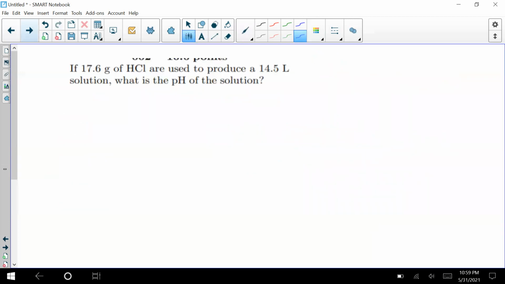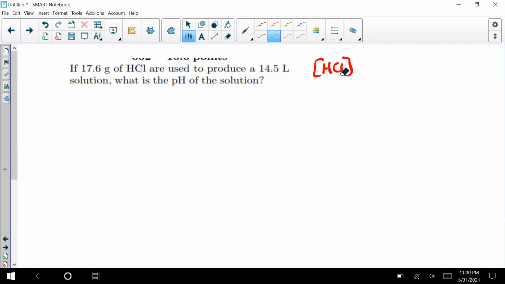All right, next question. So if 17.6 grams of HCl are used to produce a 14.5 liter solution, what's the pH? Okay, so what can we do here? Well, it gives us grams, so you can probably figure we're going to be turning that into moles. And now once we have moles and liters, we can find molarity. And that's going to give us our molarity of HCl.